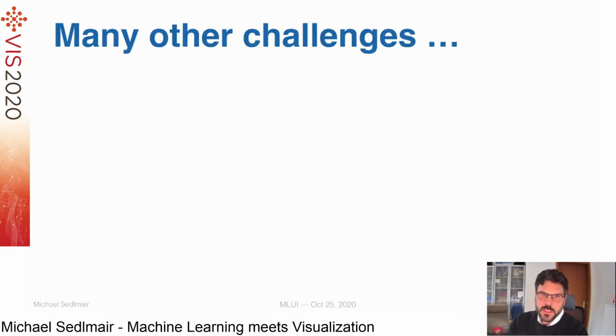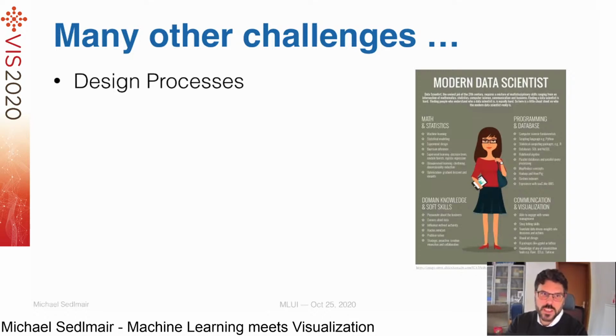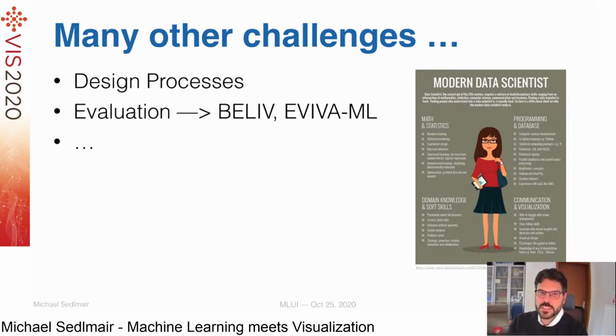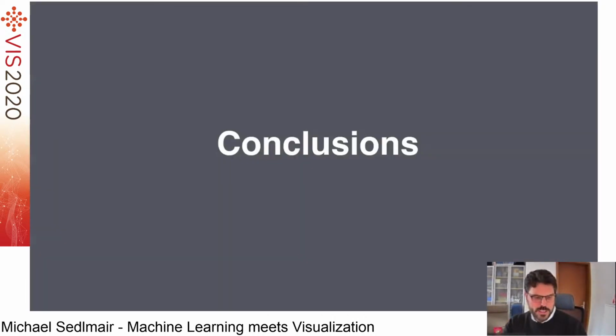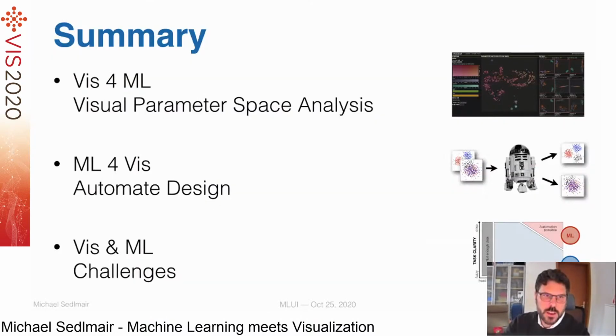Of course, there are many other challenges. Things that I did not talk about include the design process. Whenever I see that picture, you've seen it before, the modern data scientist seems to be this wonder person that can do everything. I think in the HCI and the VIS community, we have a healthy discussion on collaborative approaches, on user-centered design approaches with different roles. Evaluation, things change. How do we show that there's something useful? There's again something going on in parallel. The BELIV workshop last year, there was a workshop, EVIVA-ML, people that think about those problems, and of course many more.